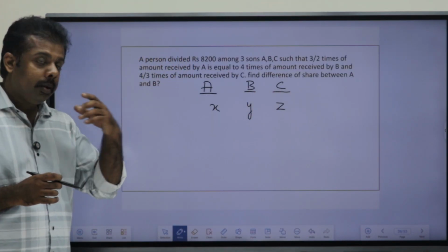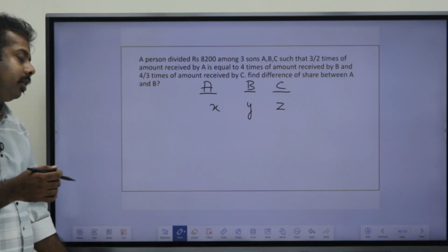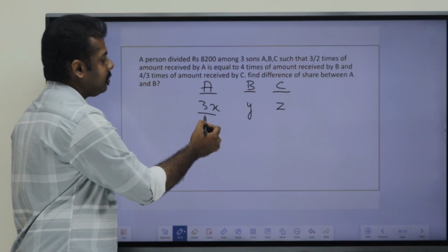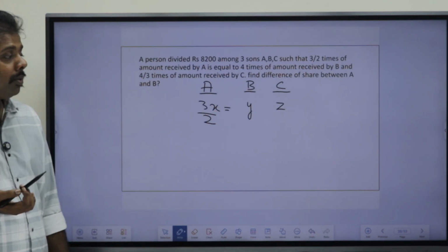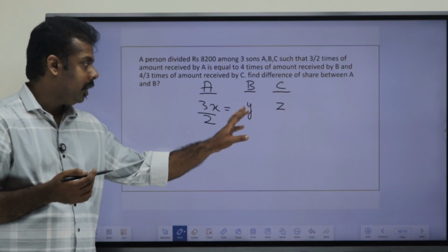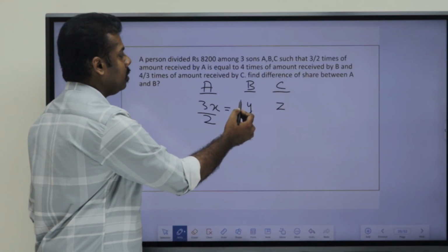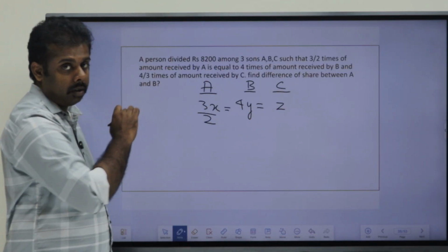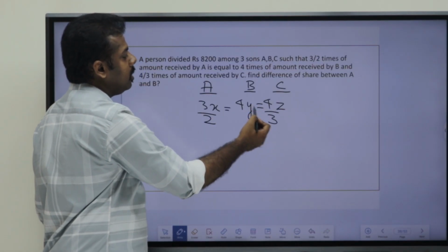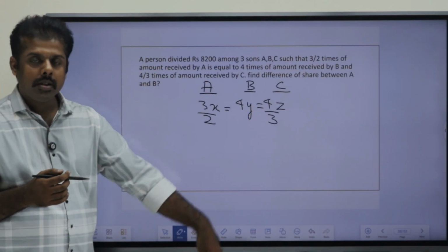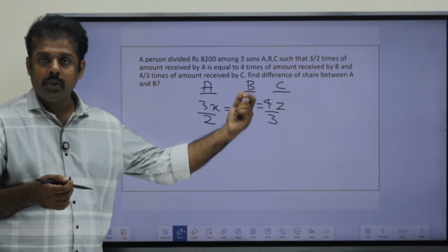Such that 3 by 2 times of the amount received by A. So, we have assumed that A gets X. So, 3 by 2 times of that is what? 3 by 2x. Equal to, what does the condition now say? 4 times of the amount received by B. So, we have assumed that B gets an amount of Y. So, 4 times of that basically means 4Y, equal to 4 by 3 times of the amount received by C, that is 4 by 3Z. So, we can say these three conditions are equal. So, what is the priority here? We have to find the value of X is to Y is to Z.